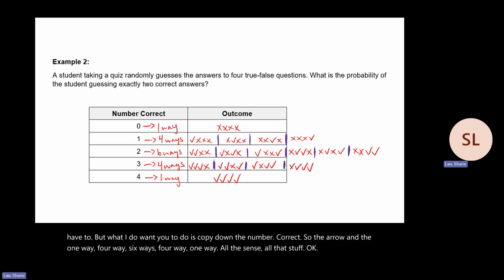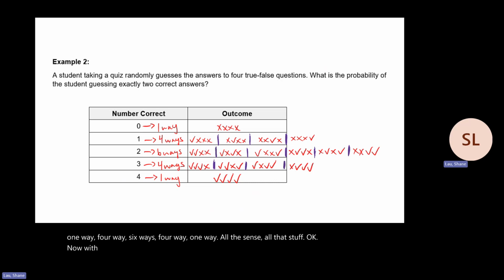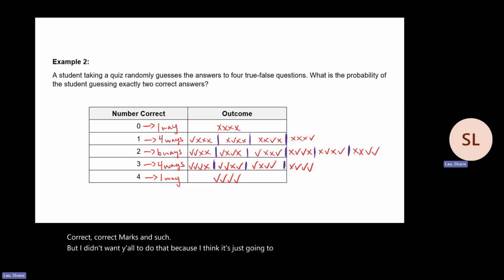Now, with the way that this problem was made, it wanted you to essentially do the outcomes, like mark all those X's and correct marks and such. I didn't want y'all to do that because I think it's just going to be a large waste of time and it's just not going to be as fun.